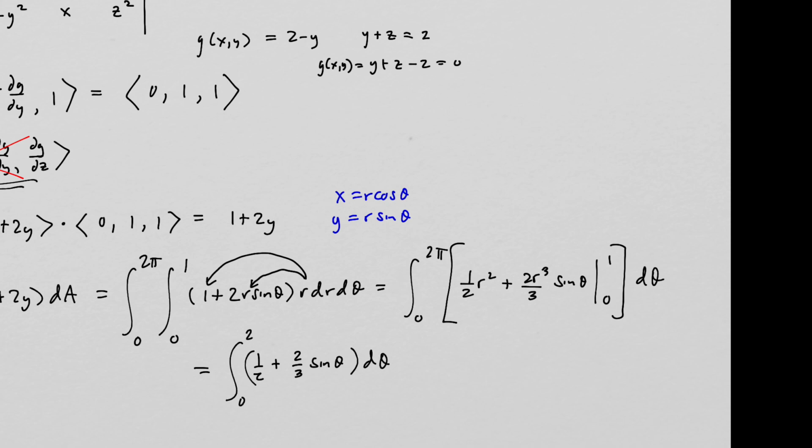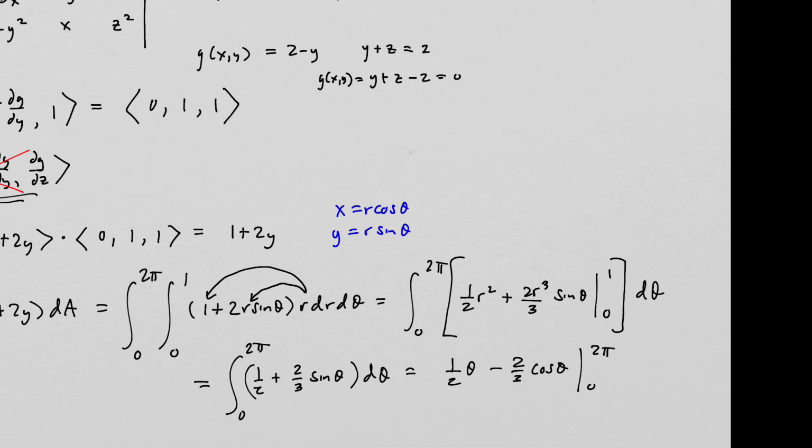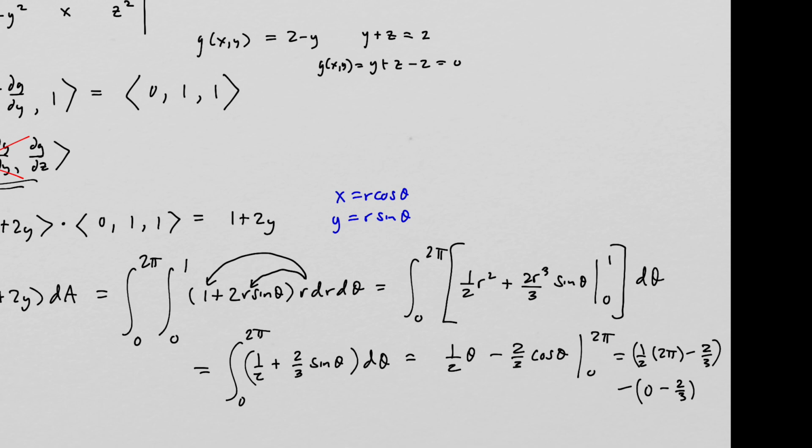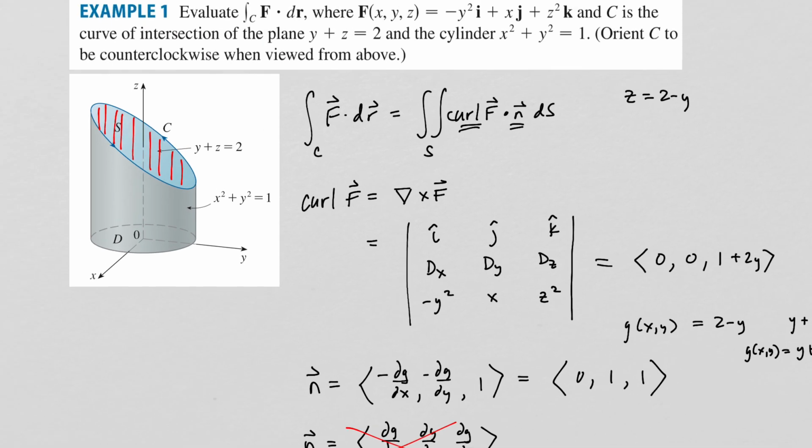And now we integrate from 0 to 2 pi. This is going to be 1/2 theta plus 2/3 times the integral of sine, which is negative cosine. And then from 0 to 2 pi. And this is going to be 1/2 times 2 pi minus 2/3 minus 0 minus 2/3. And that is 1/2 of 2 pi, which is pi, which is the same answer. Now, you tell me which method is easier, but we got the same answer using both methods.